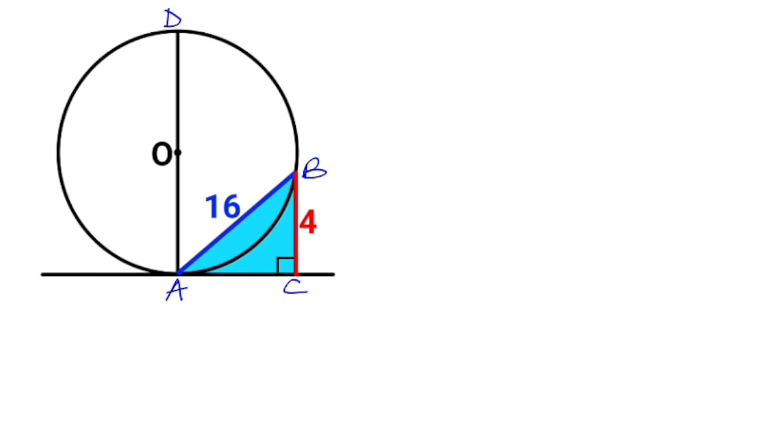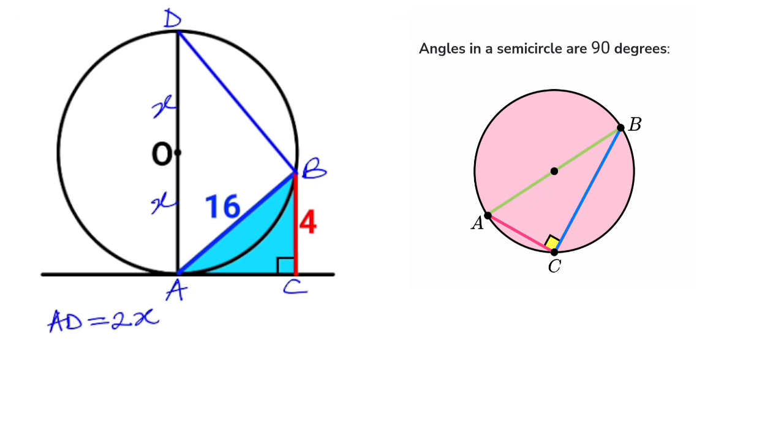Now, if we take the radius of the circle to be x, AD will be equal to 2 times the radius, 2x. Next, let's connect point B to point D with a straight line. And this forms triangle ABD. Now, let's recall the circle theorem of angle in a semicircle. It states that the angles in a semicircle are 90 degrees. From this theorem, angle ABD is equal to 90 degrees, because it is inscribed in a semicircle.